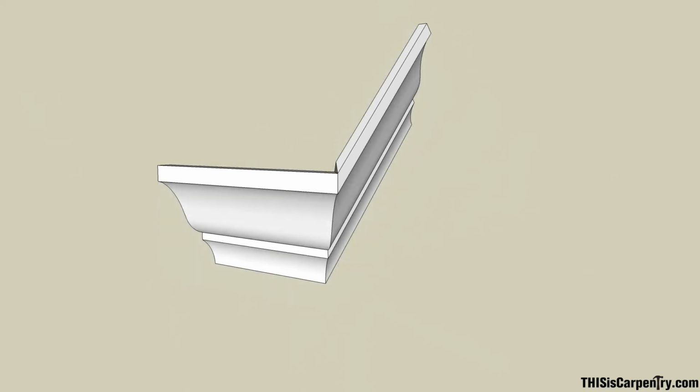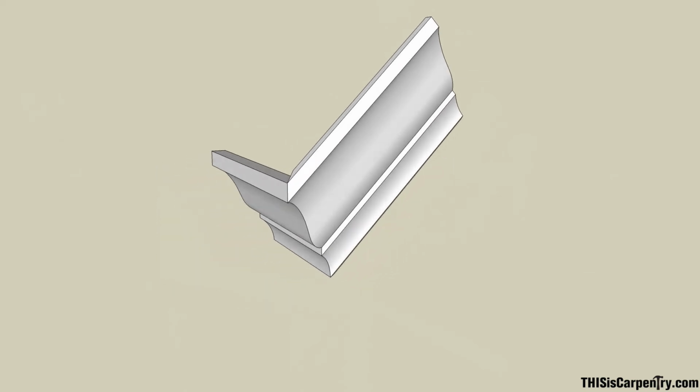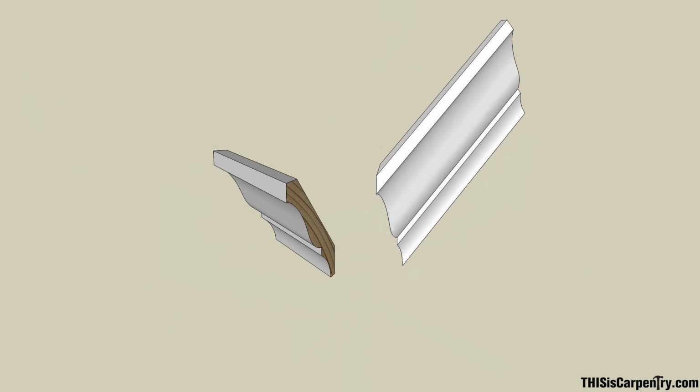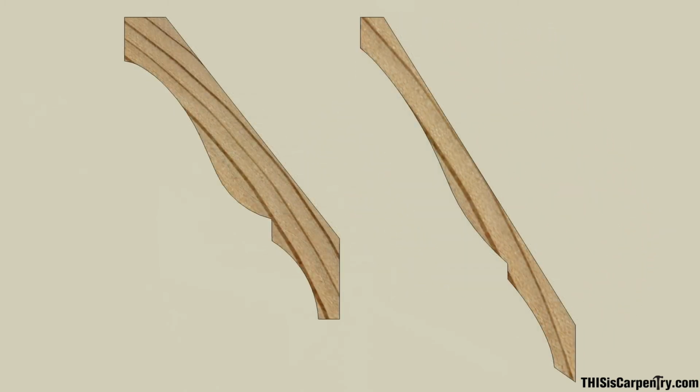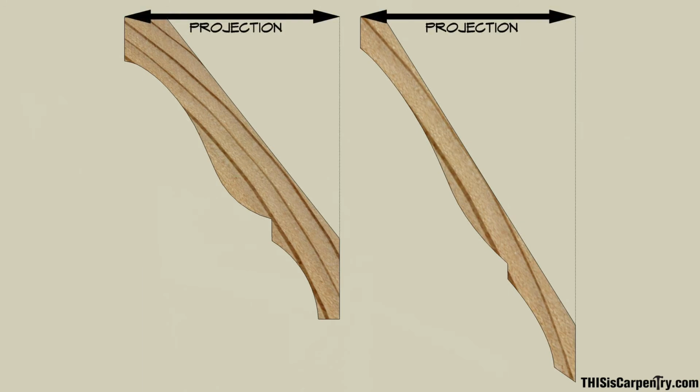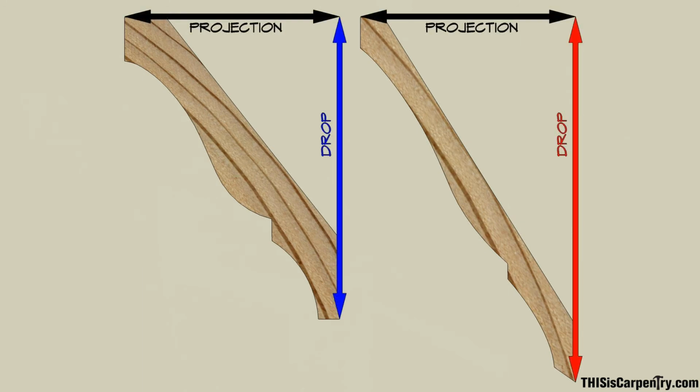The same holds true for running traditional rake moldings. Changing direction in two planes in the same joint requires two different sizes of moldings. While they both share the same projection, they have different drops.